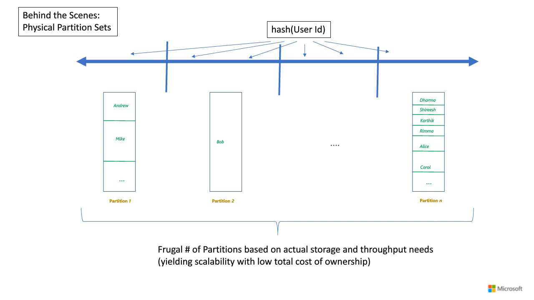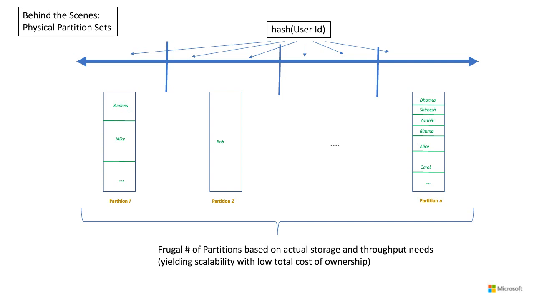What we can do is co-locate those logical partitions on these physical partition sets to dramatically reduce the cost footprint of the solution. So in this example, let's say I have 4 physical partition sets. What will happen behind the scenes is for the first 25% of the partition keys, we'll map them to that first physical partition set.